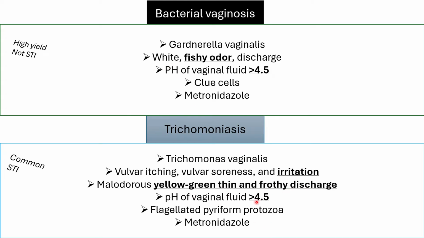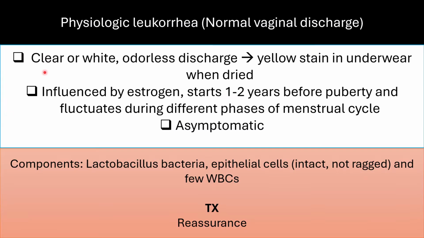The pH is high, more than 4.5, and under microscope you will see flagellated pyriform protozoa, and the treatment is the same, metronidazole. Physiologic leukorrhea or normal vaginal discharge. It is clear or white, odorless discharge. When it's dry, it will look like a yellow stain in the underwear. It is influenced or stimulated by estrogen.